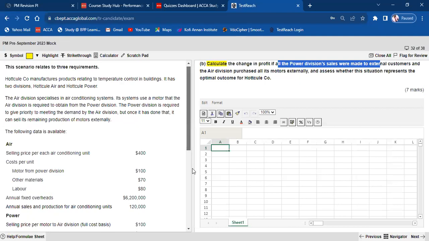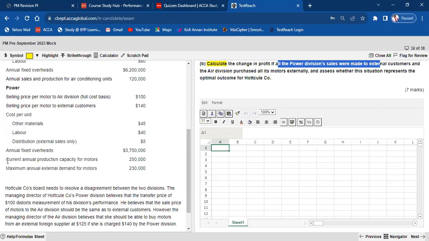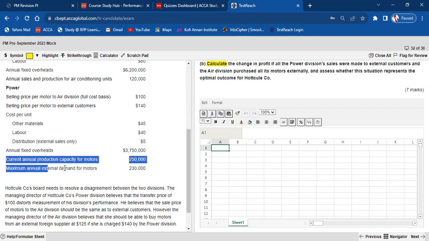If you look at power, they can make 250,000. That's their capacity. The maximum that the external market wants is 230,000. So they will sell all the 230,000 that the market wants. The other 20,000, they will not be able to have a market for, because Air also buys all of its items externally.